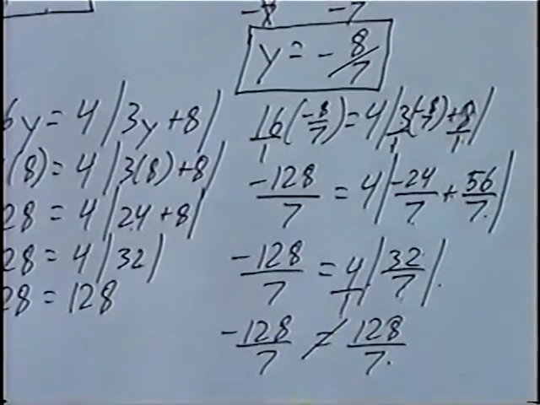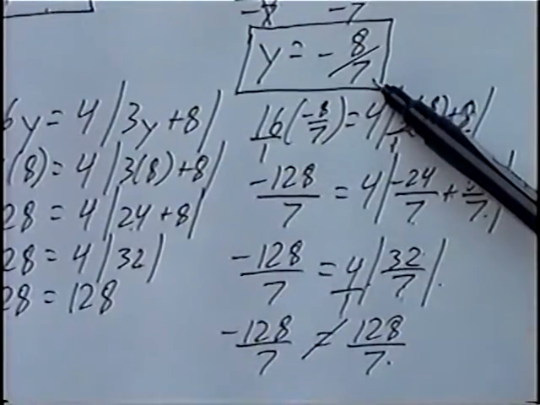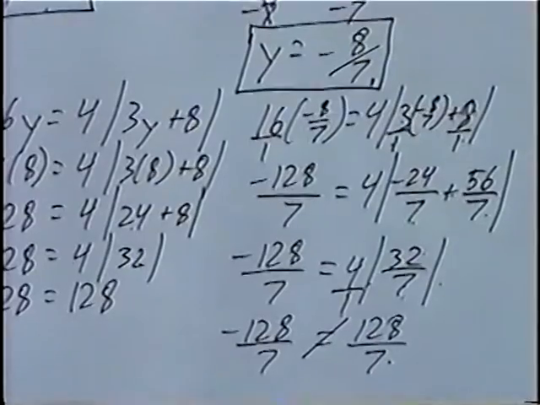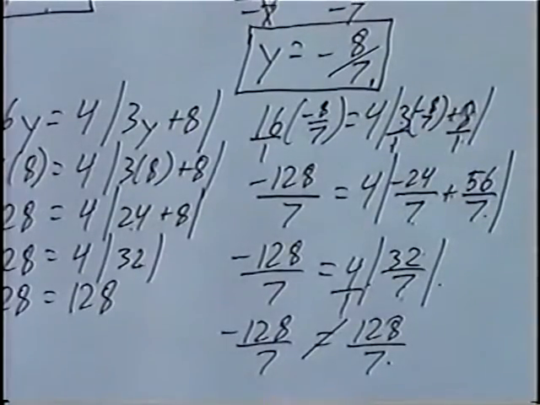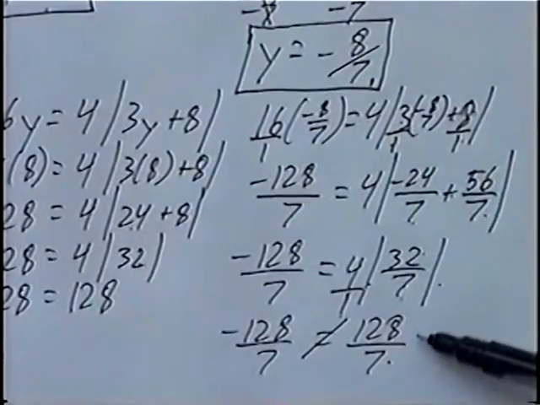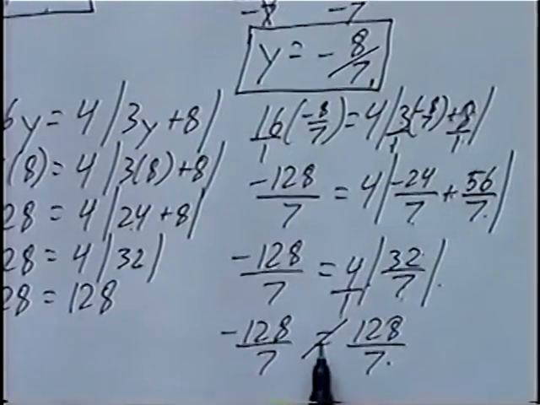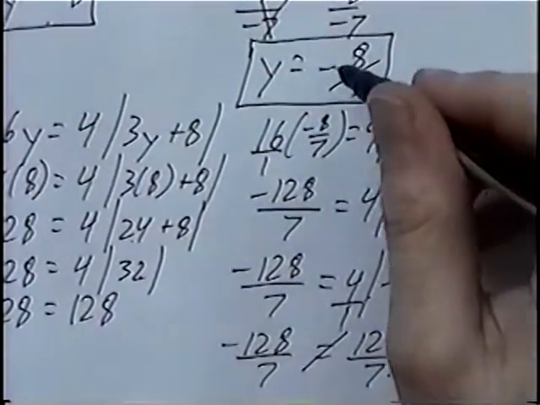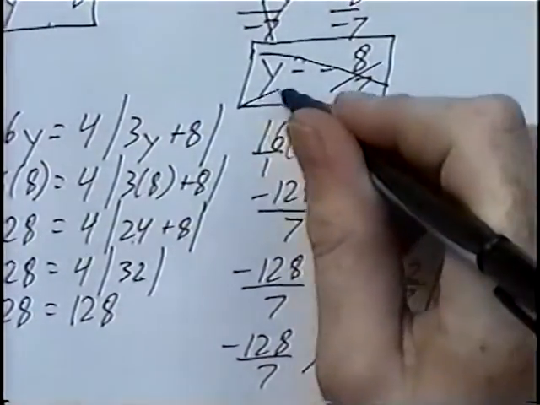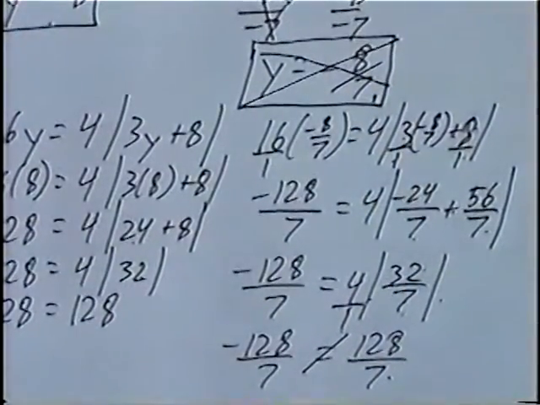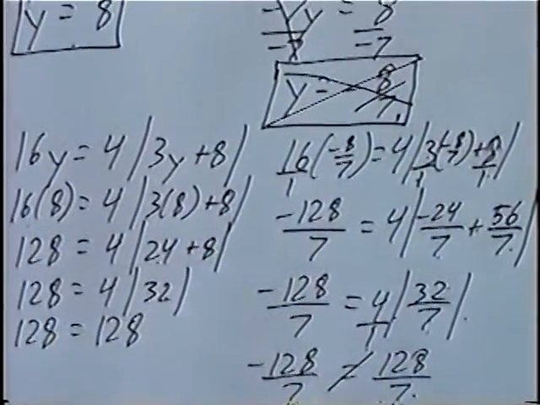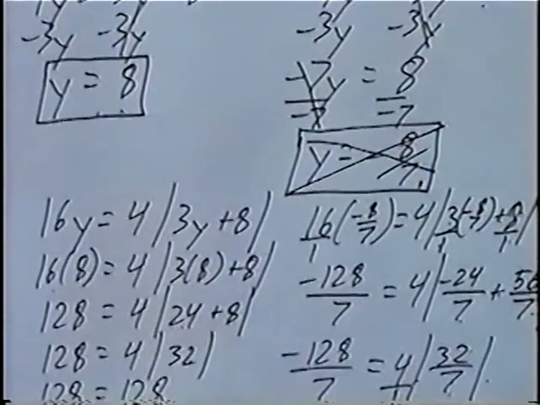So in this case, our solution at the top was a correct solution for the equation that we solved, negative 8 over 7. But upon verifying, plugging that number back in, checking the solution, it does not work, which means y equals negative 8 over 7 is not a solution for this equation. And our only answer would be y equals 8.